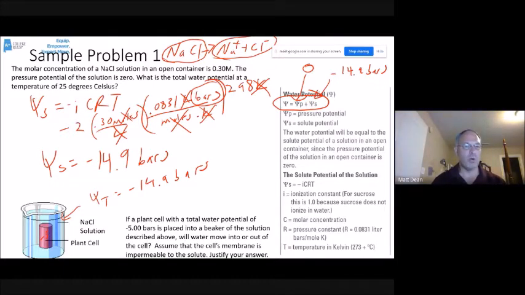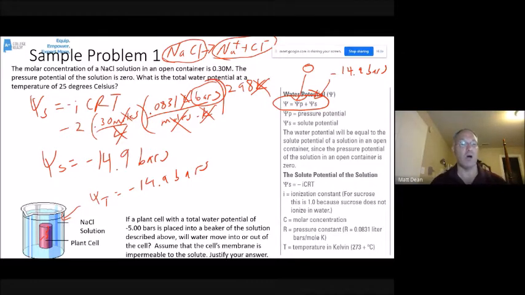Remember that water always moves from areas of higher water potential to lower water potential. The negative numbers mess people up. You've got to remember that -5 is a bigger number than -14. -5 is closer to being positive. So -5 is larger than -14. So water is going to move from higher water potential in the cell to lower water potential in the solution.